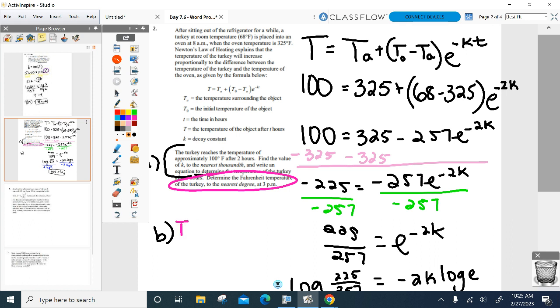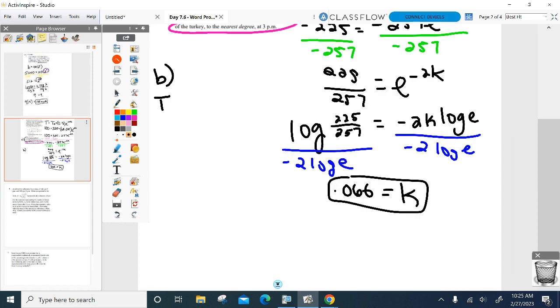So ready? T equals, nothing's changing, right? 325 surrounding temperature plus 68 minus 325 again. Now here's where things are going to change up a little bit. Take a peek. E to the, we already got the K value. E raised to the negative 0.066. And again, why is it negative? It's in the formula. It says negative K.